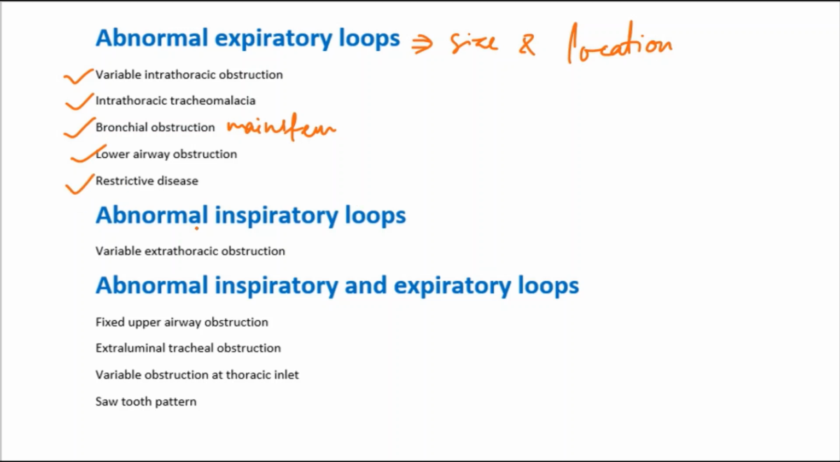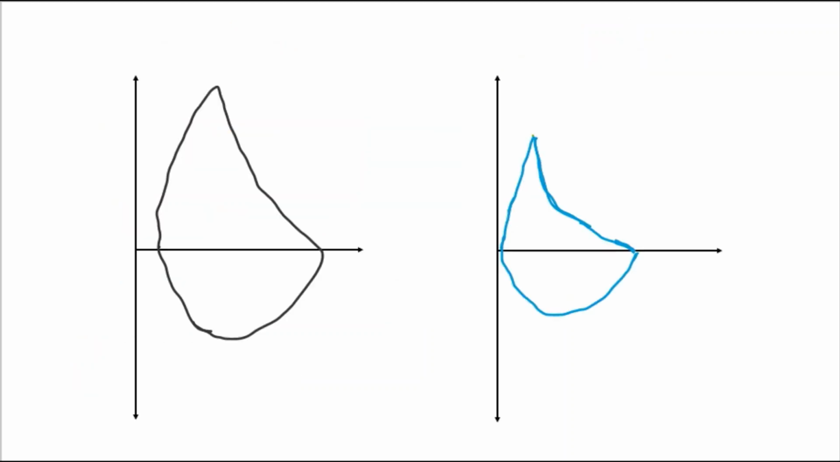Abnormal inspiratory loops are found in variable extrathoracic obstruction. And if we talk about abnormal inspiratory and expiratory loops in the same flow volume curve, this can be found in fixed airway obstruction, extraluminal tracheal obstruction, variable obstruction at the thoracic inlet, and sawtooth pattern. We will discuss each condition separately and see how the loops differ accordingly.